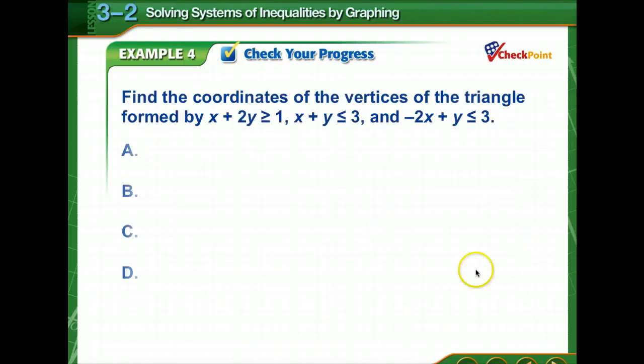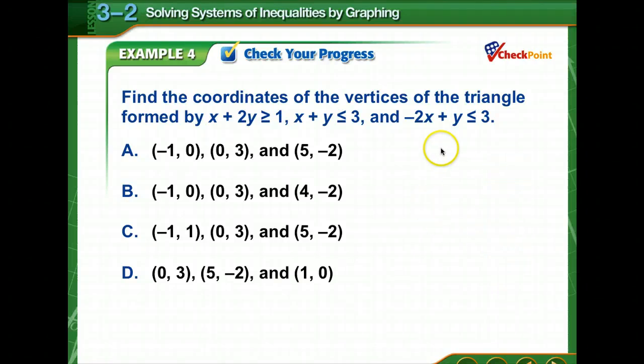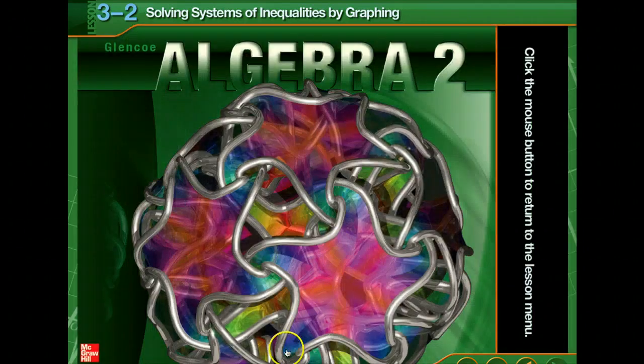Okay, now time to check your progress. We're going to find the coordinates of the vertices of the triangle formed by these 3 inequalities. So we need to graph them, we need to shade them, and then we need to determine what the coordinates of the vertices are. Pause for a moment, work this out, then come back and check your answer. Good job. Answer C. Our vertices are (-1, 1), (0, 3), and (5, -2). Well done. You're ready to begin the exercises.